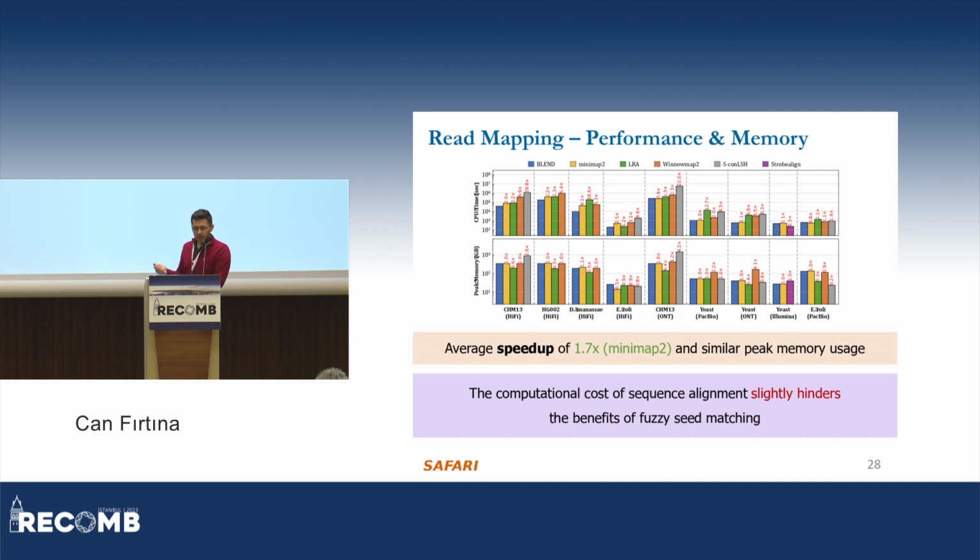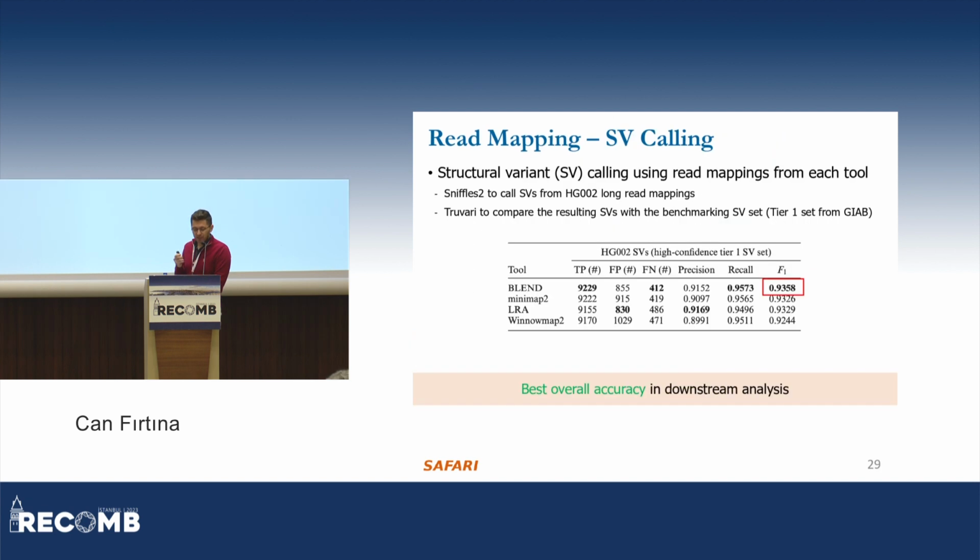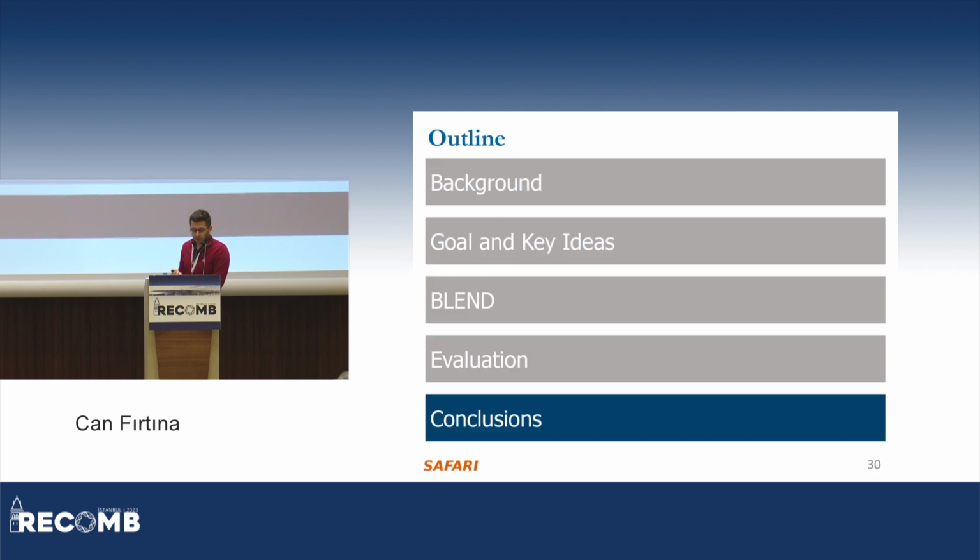So for read mapping, again, we have an average speed of 1.7x compared to Minimap2 and similar peak memory usage. But what we also observe is that the computational cost of sequence alignment slightly hinders the benefits of fuzzy seed matching. So we also perform structural variant calling using Sniffles2 and Truvari. And what we find is that Blend also leads to generating the best overall accuracy in downstream analysis. So this is basically the tier 1 high confidence set from the Genome in a Bottle data set.